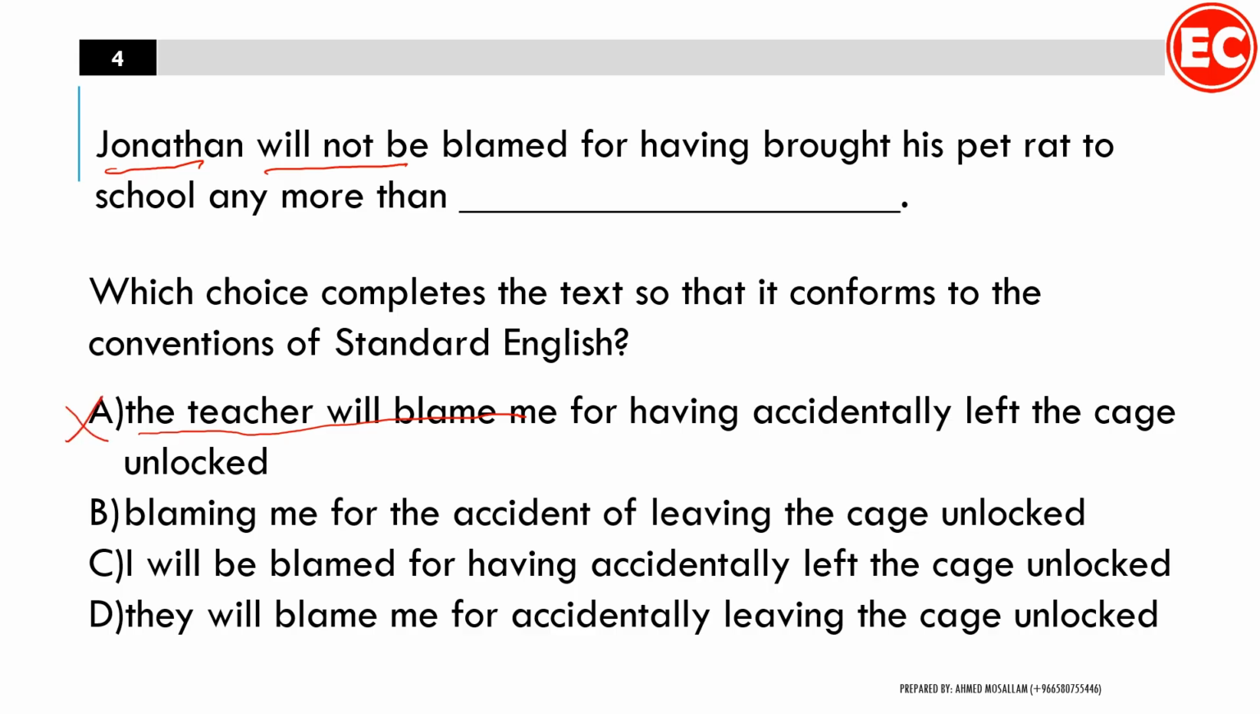More than blaming me, this is a gerund. We need a subject to start with, like Jonathan. So we have I here, Jonathan, subject, and I subject, will not be blamed, and I will be blamed. Perfect. For having brought his pet, for having, up to here, it's perfect, right? He brought his pet rat to school, and accidentally I left the cage unlocked. So most likely C is correct. They will blame me. Okay, they also will blame me. This is active voice and this is a passive voice, so C is the correct answer.